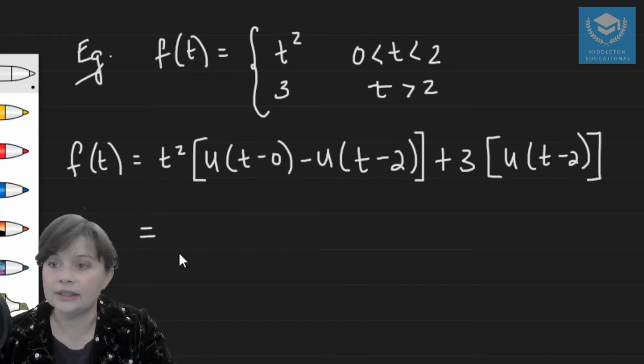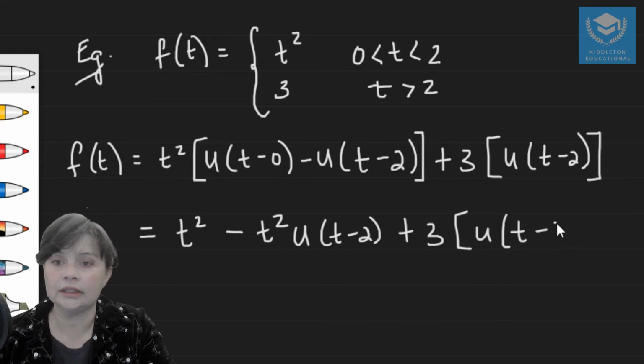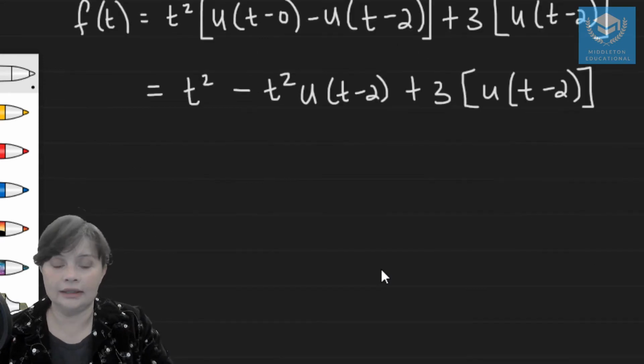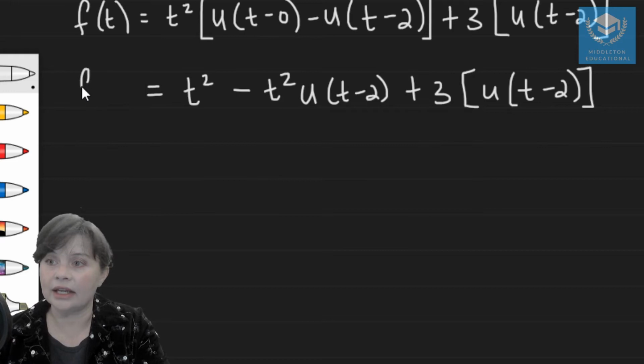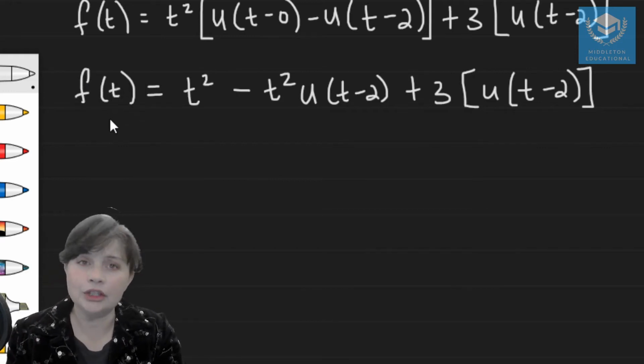So the first term is just going to be t squared, because this first term becomes u of t, which in fact just falls away. Then it's going to be minus t squared u of t minus 2 plus 3 u of t minus 2. And this is our Heaviside step function now for f of t. And we're going to be finding the transform of this function.